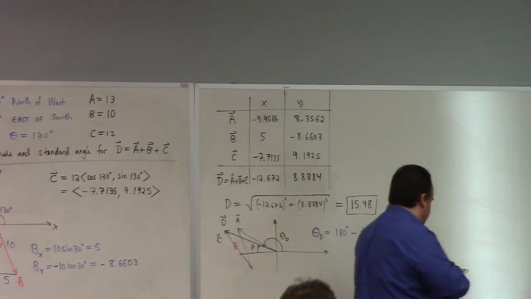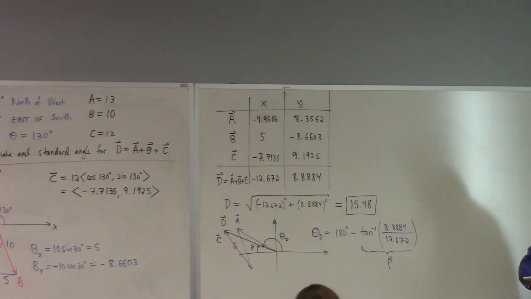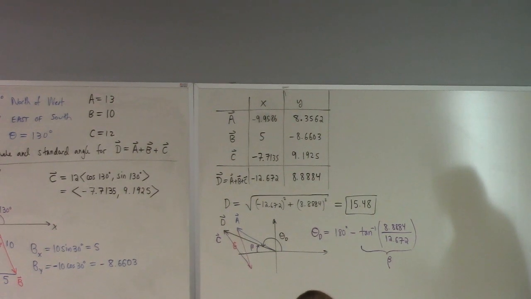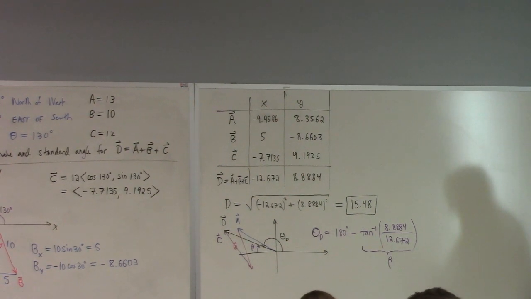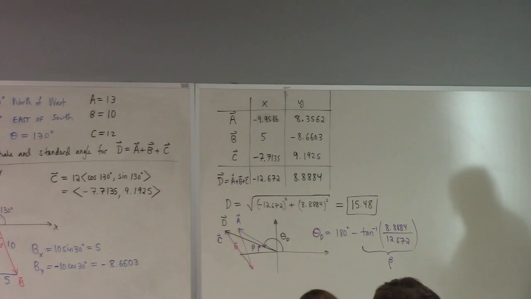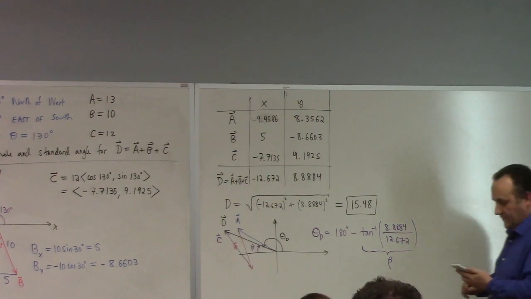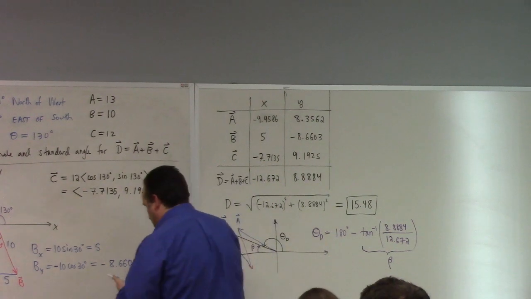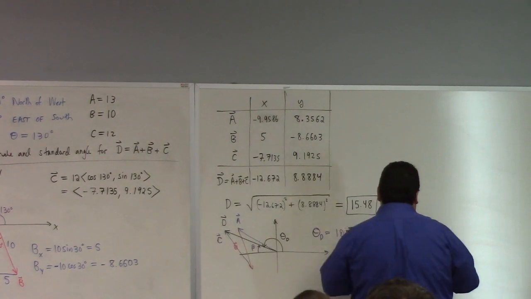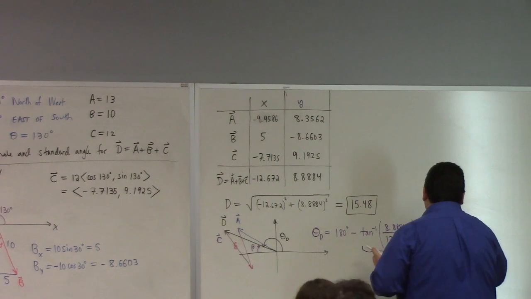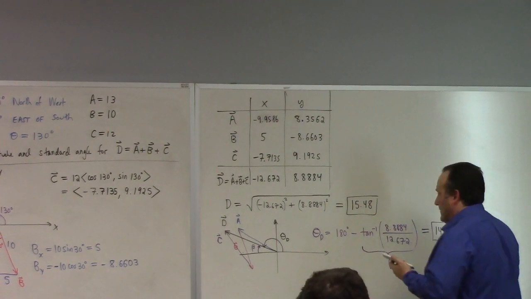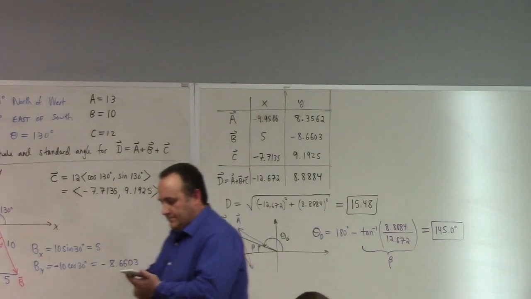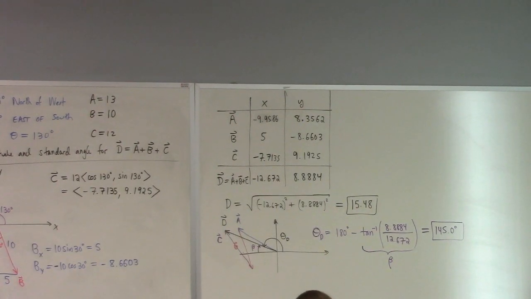All right, what is that going to give us? 180 minus the inverse tangent of 8.884. Oh, I lost an 8. Divided by 12.672. I get 144.95. I guess I'll call it 145 degrees. All right. Any questions? Yeah.